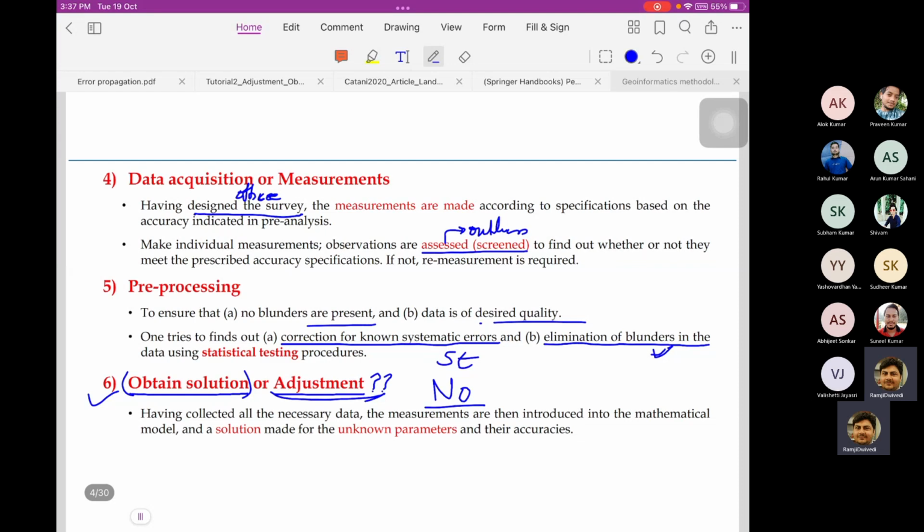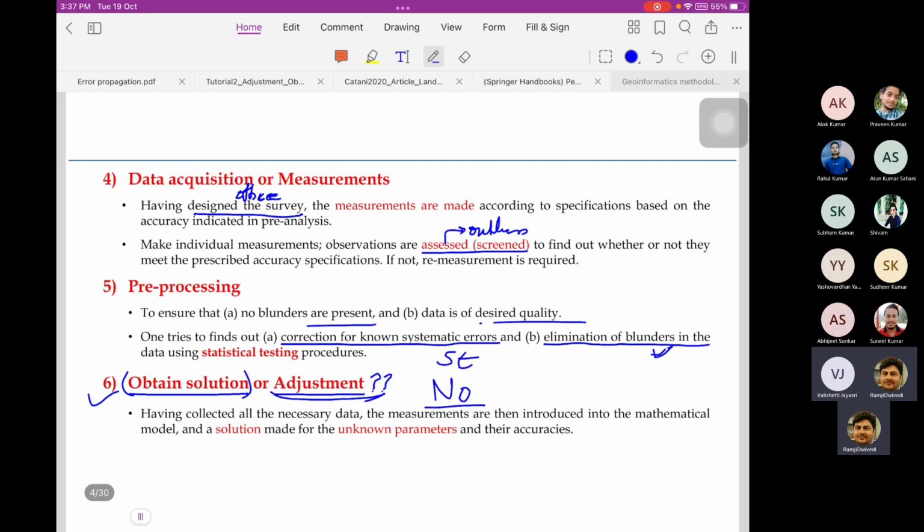Sir, whenever we have any redundant data or inconsistency, we adjust to get unique values for the unknown parameters. That means indirectly we can say adjustment is a process where we try to obtain a unique value for the unknown parameters using some definitions and methods.